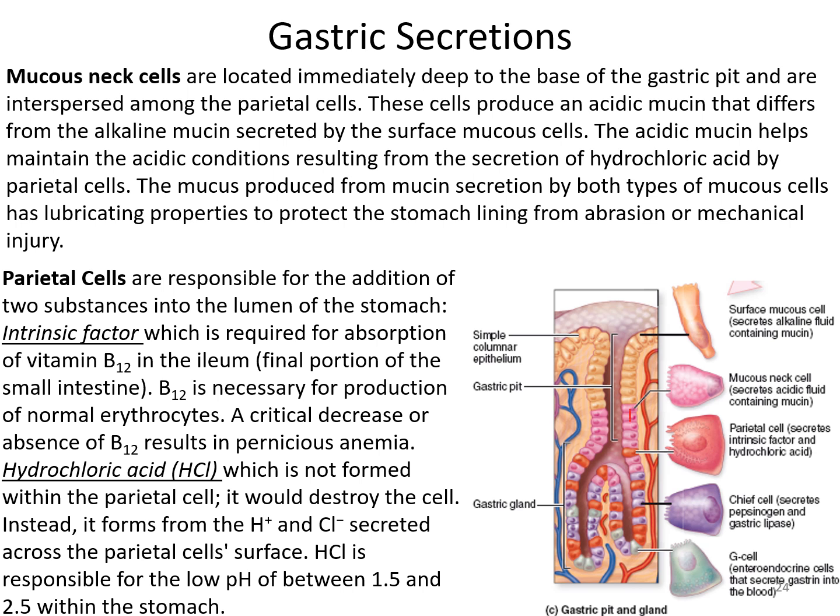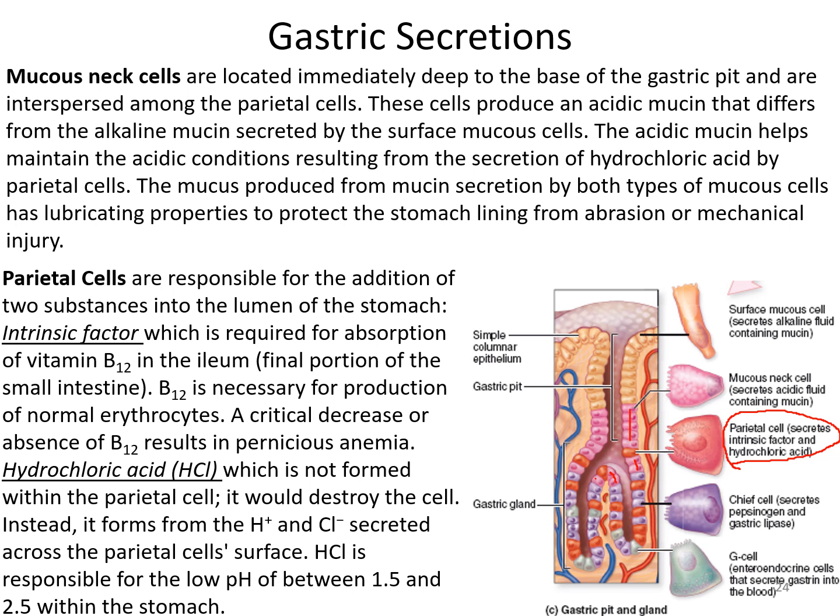So here's our mucus neck cells, and then you see they're interspersed later on as well. Then you've got parietal cells. These are your parietal cells. Parietal cells are responsible for releasing 2 important substances. One of those is intrinsic factor, which is required for the absorption of vitamin B12 in the ileum, which is the last portion of the small intestine. B12 is necessary for the production of normal erythrocytes. So if you get a decrease or an absence of B12, then you get something called pernicious anemia.